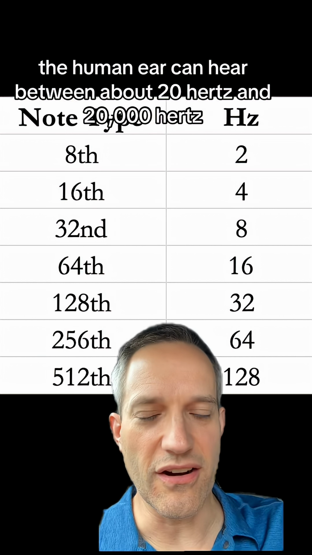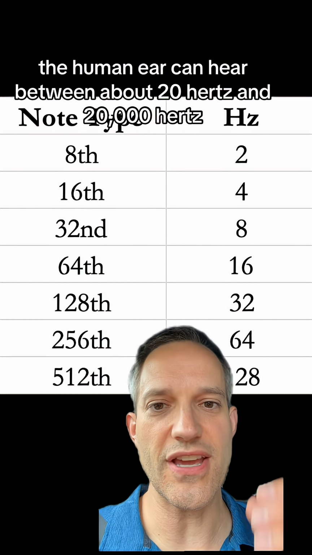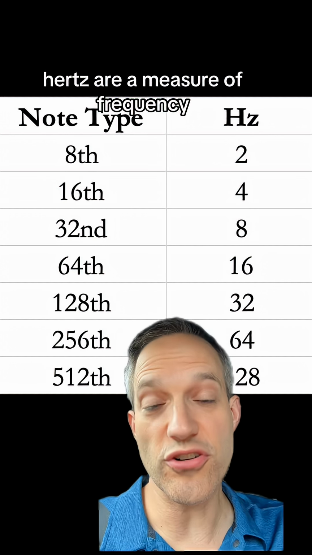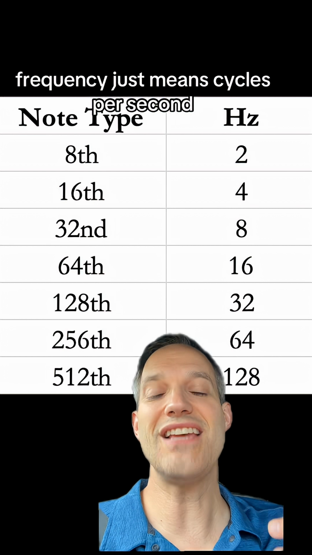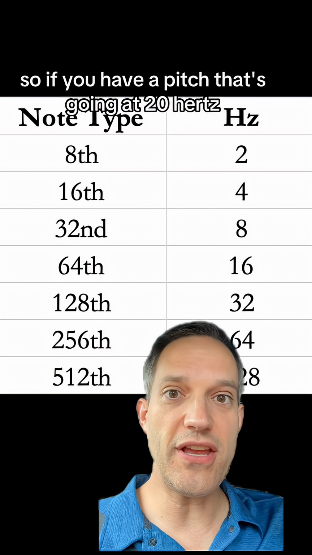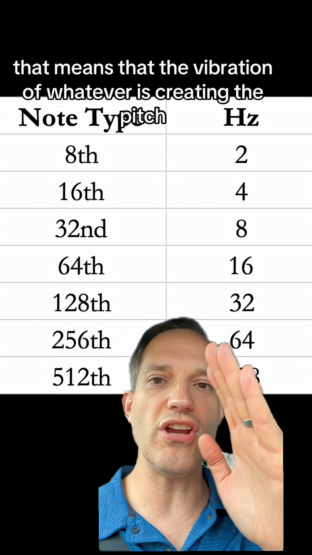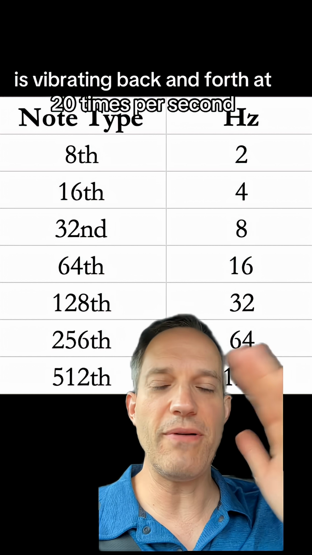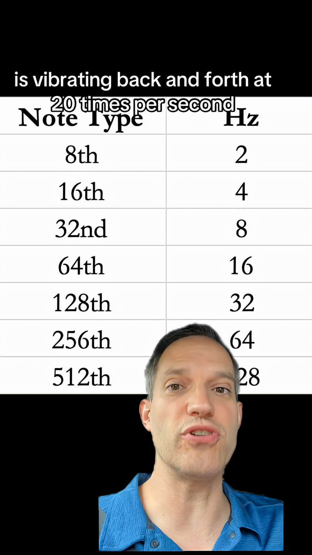The human ear can hear between about 20 hertz and 20,000 hertz. Hertz are a measure of frequency. Frequency just means cycles per second. So if you have a pitch that's going at 20 hertz, that means that the vibration of whatever's creating the pitch is vibrating back and forth 20 times per second.